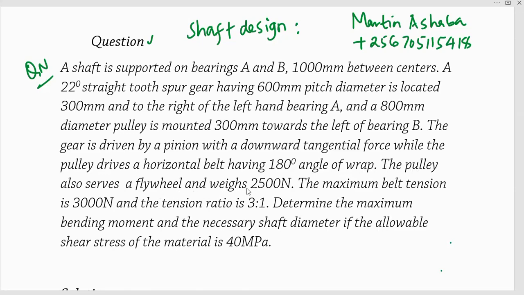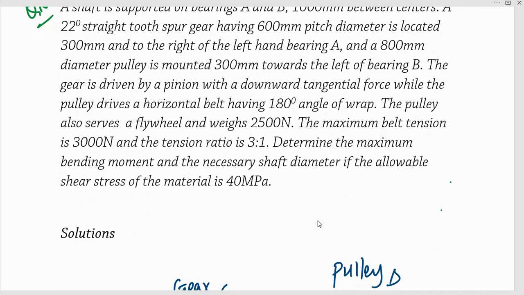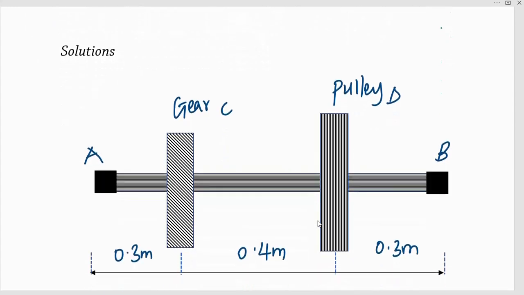The pulley also serves as a flywheel and weighs 2,500 newtons. The maximum belt tension is 3,000 newtons and the tension ratio is 3:1, meaning that the tight side has 3 and the slack side has 1. Determine the maximum bending moment and the necessary shaft diameter if the allowable shear stress of the material is 40 megapascals. It means here we are going to only utilize the maximum shear stress theorem, or what we call Tresca's theory, to design this particular shaft and get its dimensions.